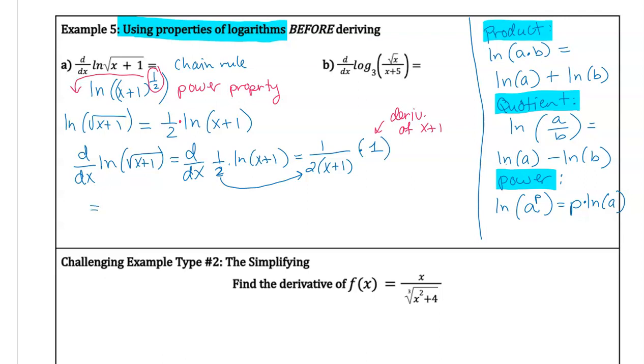So my final answer for this would literally just be, you can either write it as 1 over 2x plus 2, or you could keep the 1/2 factored out, either way. But I'll box this answer. Much simpler process than it would have been had I needed to take the derivative of the square root function. So it's really helpful to keep these properties in mind and use them before deriving to make your deriving process simpler.